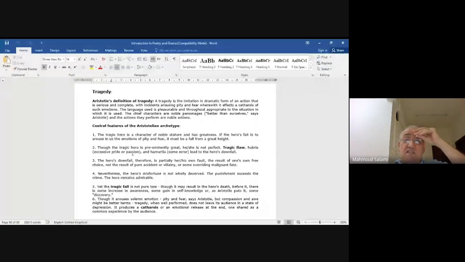What does this mean? Well, it means it's an imitation. Of course, in drama we imitate. We say we act, isn't it? And we say action, acting, meaning you are not yourself. You're doing something else for somebody or something. So it is an imitation in dramatic form of an action that is serious and complete. Again, this action itself makes you feel pity, and maybe fear.